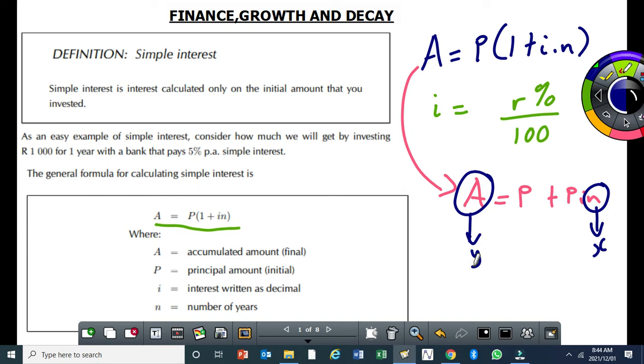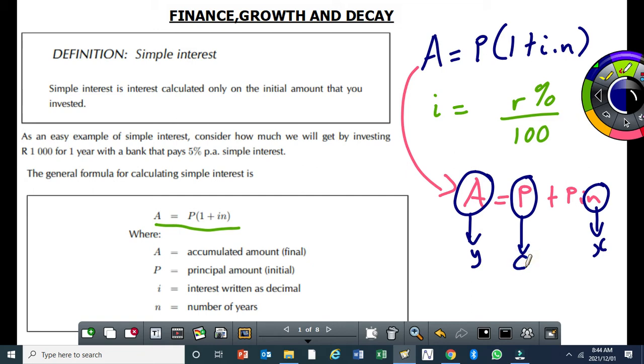So you can draw a graph based on the formula for calculating simple interest. And it will be a linear function. Okay? Your y-intercept, obviously, is going to be that initial amount or the amount which is borrowed or invested.